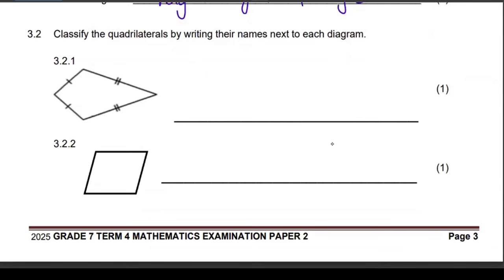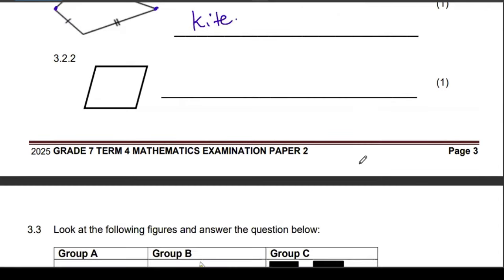A shape that has two adjacent sides, two sides that are next to each other, being the same is what we call a kite. And then this shape, when I look at it, it feels like this side is equal to that side, and this side is also equal to that side, meaning that this is most likely to be a rhombus, because the angles are not 90. Otherwise, it was going to be a square.